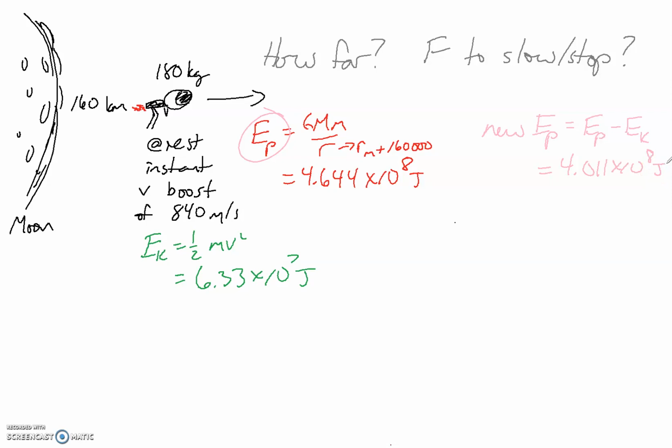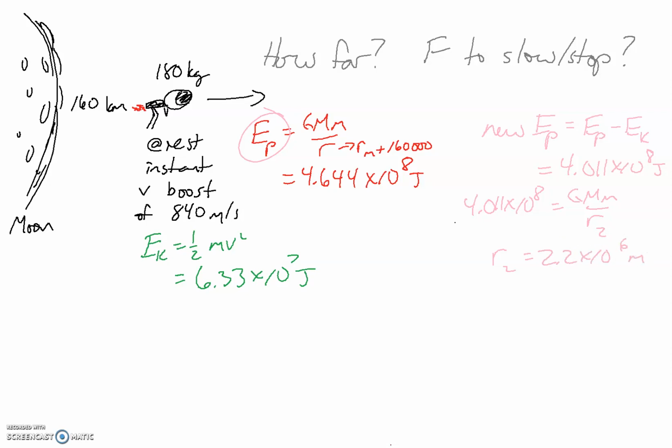Now that I have his new potential energy, I can use that to find out his new radius. So that 4.011 times 10 to the 8 is going to be equal to GMm over, I'll call it radius number 2. All right, I've got my G, I've got my M, I've got my m, I've got my new potential energy. I can solve for my second radius. So my second radius will then be his radius at his new location way over there. So my new radius is about 2.2 times 10 to the 6 meters.